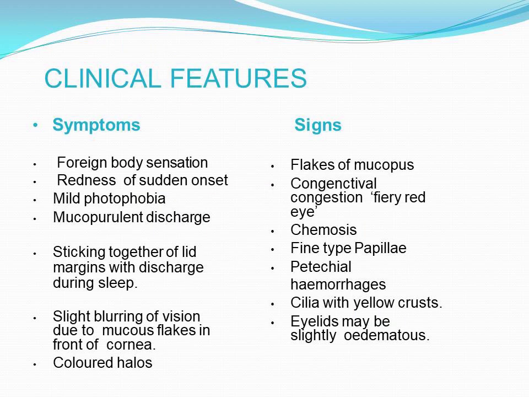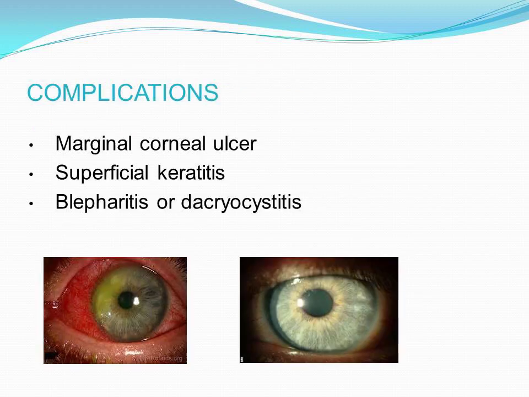Now clinical features. Symptoms are foreign body sensation, redness, mild photophobia, mucopurulent discharge, stickiness of the eyelid margins, slight blurring of vision due to presence of mucus flakes in front of the cornea, and color halos. Signs are flecks of mucopus, conjunctival congestion, chemosis, fine type of papillae, petechial hemorrhage, cilia with yellow crust, and eyelid may be edematous. Complications are marginal corneal ulcer, superficial keratitis, blepharitis, or dacryocystitis.